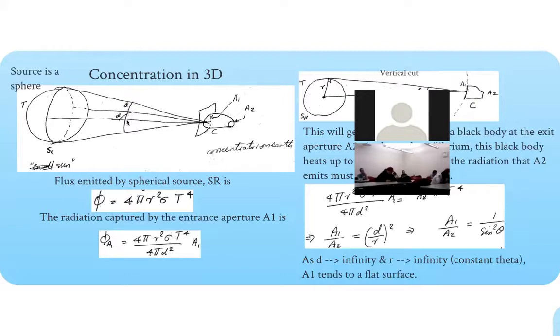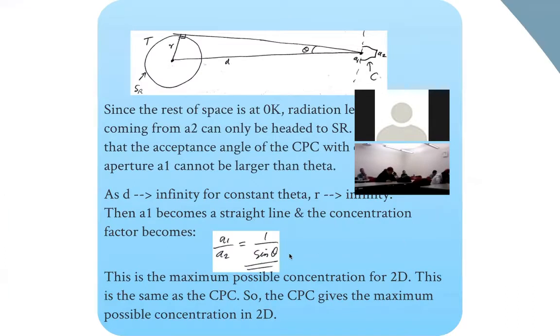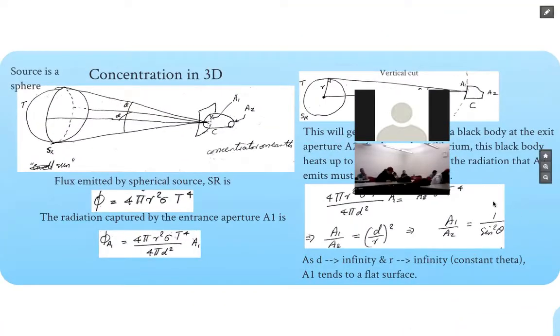So I should have drawn actually half the arc here. So this is a typo again. So just keep this picture in mind. It's a half acceptance angle. So A1 over A2 is 1 over sine squared theta. Just to review, in the previous slide, we saw that A1 over A2 is 1 over sine theta in 2 dimensions. And in 3 dimensions it is 1 over sine squared theta.